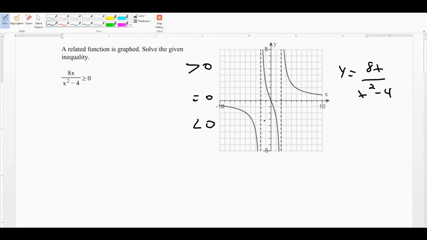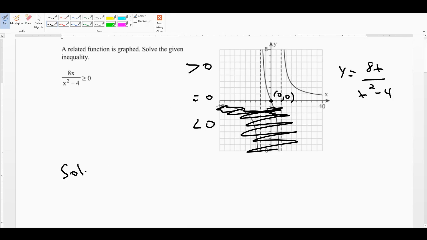Since it's greater than or equal to 0, I don't care about any of that. I'm only looking from the x-axis up. Now these are called asymptotes, which means the curve doesn't exist there. And the other point I need to find is this one right here, and that point is (0, 0). So I have everything I need in order to solve this, or find the solution. So here we go.